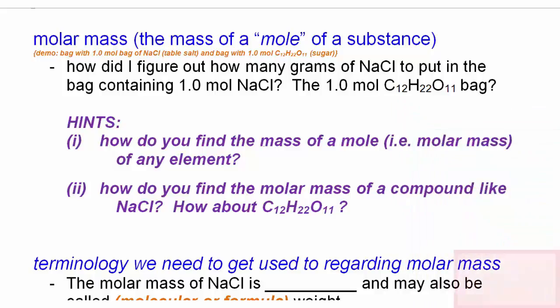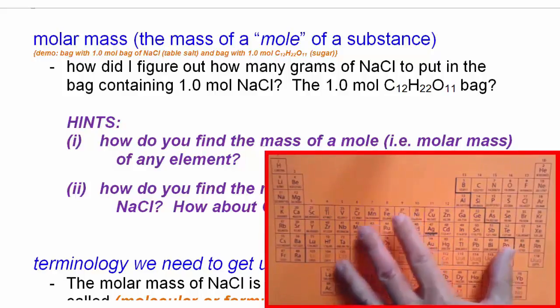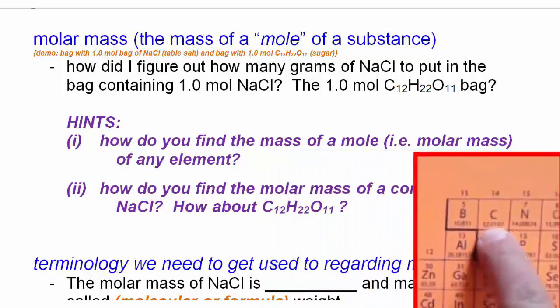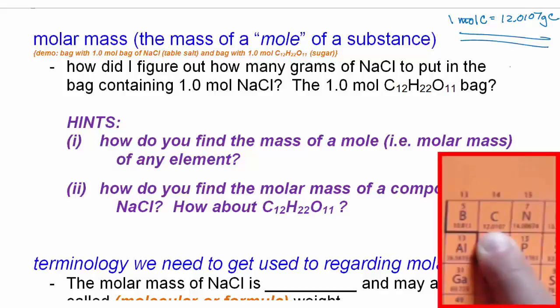How do you find the molar mass of any element? The answers are all in the periodic table. For example, take a look at carbon. The number below the element symbol is the molar mass of that element. So for carbon, it's 12.0107. So that means for carbon, 1 mole of carbon equals 12.0107 grams of carbon. Or you could say 12.0107 grams of carbon in 1 mole of carbon.